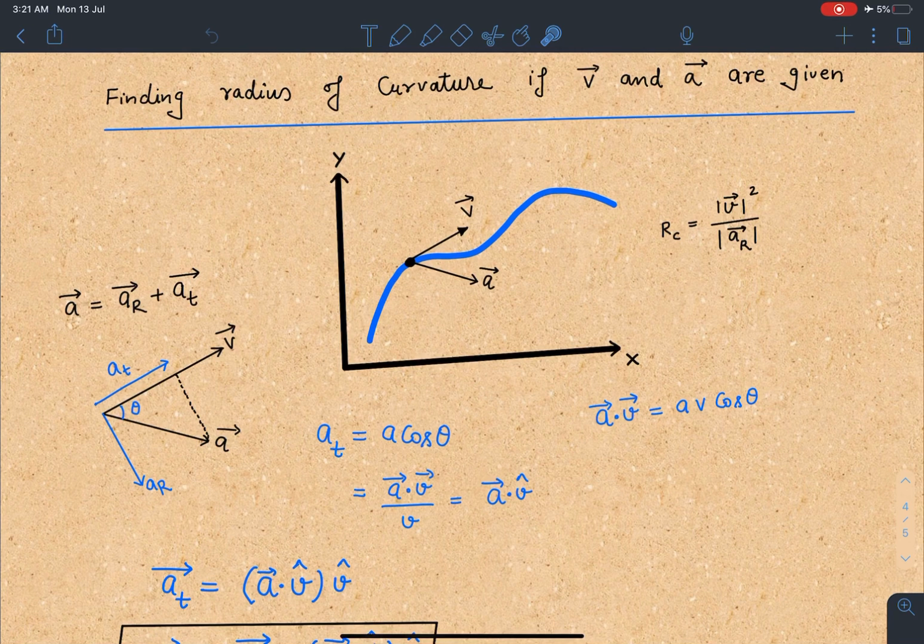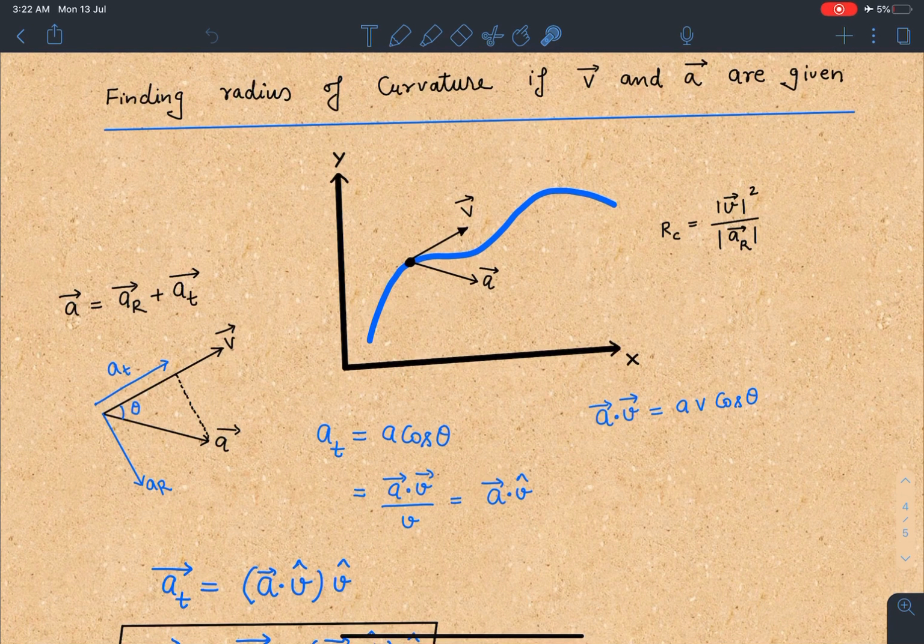Other than that, if the velocity and acceleration relation is given, we can use that a centripetal is equal to v square by r. From there we can write r as v square by a perpendicular, a radial. So if we substitute those values, we are going to get that radius of curvature. The main objective here is finding the value of AR, so that we can substitute it in this expression and get the value of radius of curvature at this particular instant.